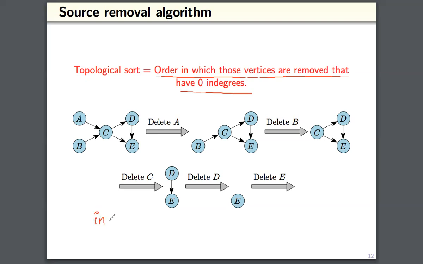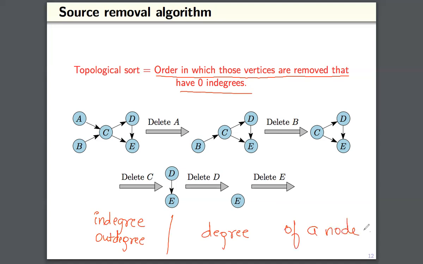So let's define something called in degree, out degree, and degree of a node or a vertex, right? What is the in degree of a vertex? The number of edges pointing to that node is the in degree of that vertex.